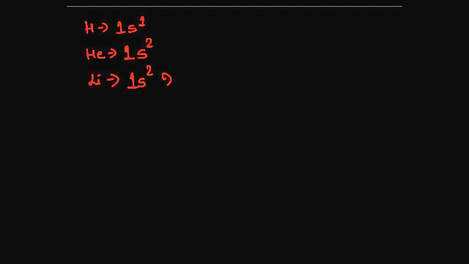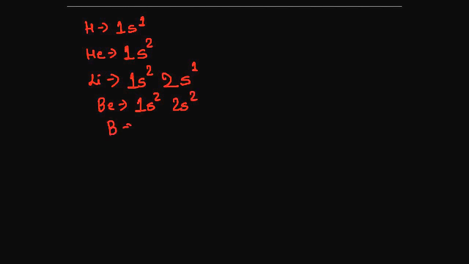So our principal quantum number will be 2, and we'll begin starting with s, 2s1, because we know that electrons will be filled from orbitals with lower energy to higher energy, and s has lower energy compared to other orbitals. Now beryllium has 4 electrons, so 1s2, 2s2.